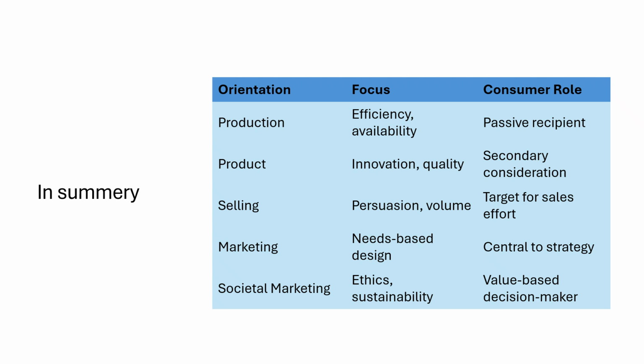And here is a summary. As you can see, production, product selling, marketing, and societal marketing. And you can see the focus of each one of them and the consumer role. So as marketers now, you are able to design your products or your services as per the orientation, but also how you want to position your consumers in those business orientations, and at what time. So it is, I wouldn't say up to you, but you have an idea of how this orientation may shape consumer role while designing products or services that cater to their needs and wants.